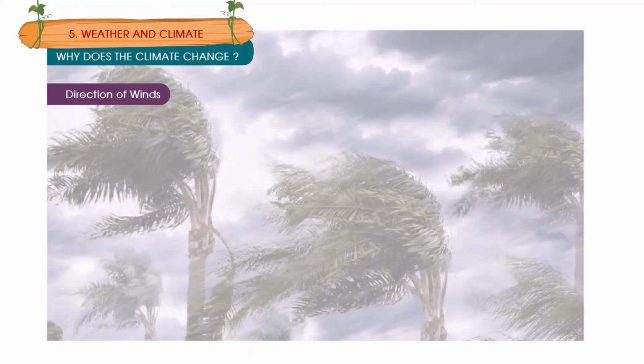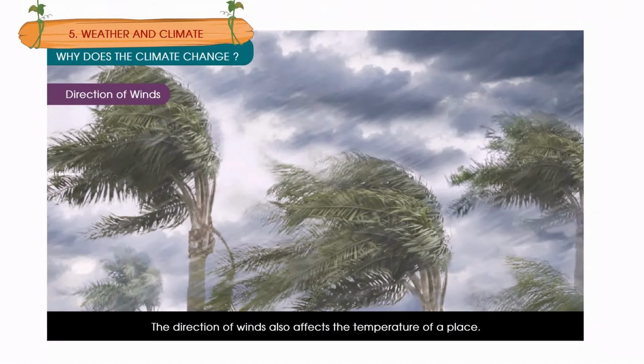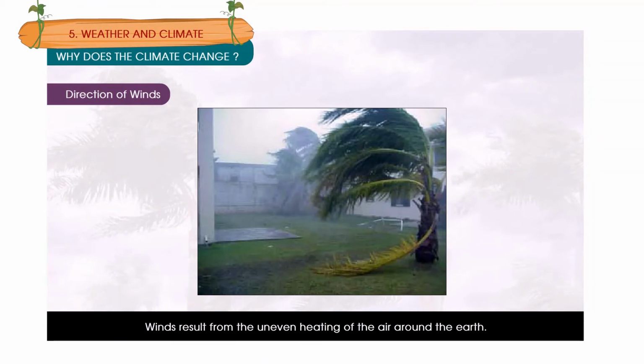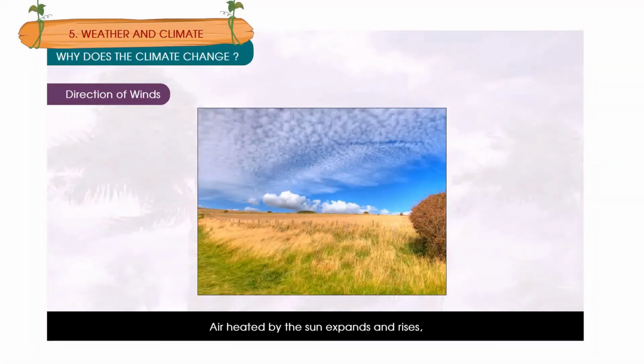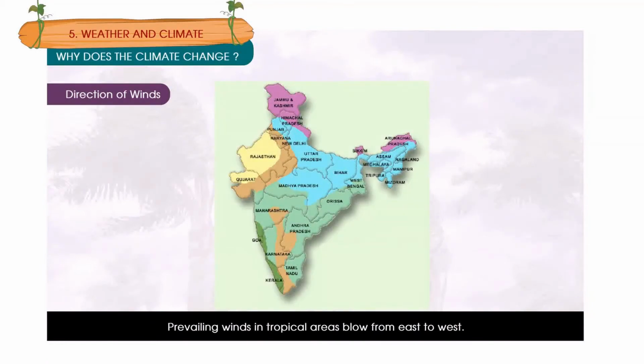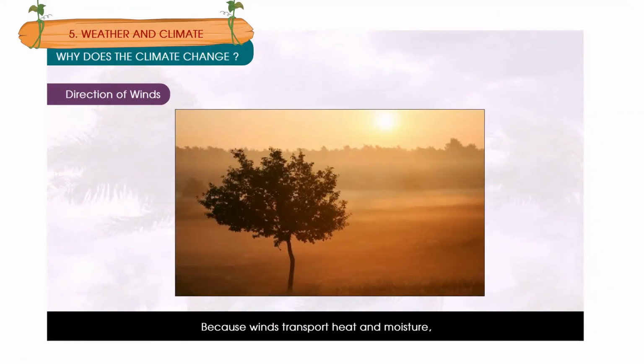Direction of winds. The direction of winds also affects the temperature of a place. Winds result from the uneven heating of the air around the earth. Air heated by the sun expands and rises, and cooler air flows to take its place, producing belts of prevailing winds. Prevailing winds in tropical areas blow from east to west. Winds in the middle altitudes tend to blow from west to east. But these winds and winds near the poles are variable in direction.